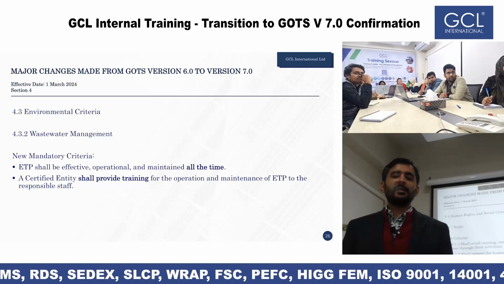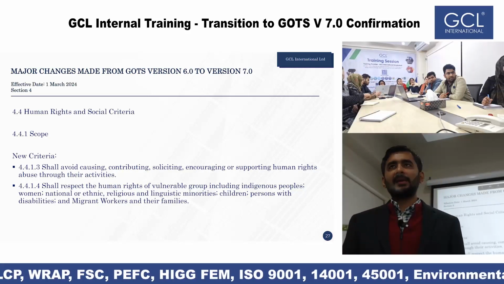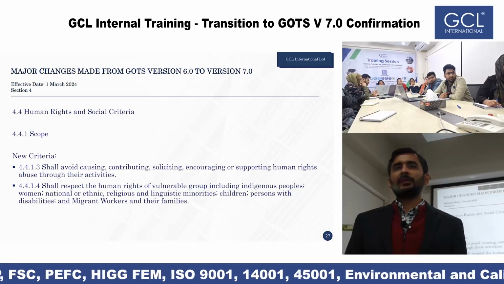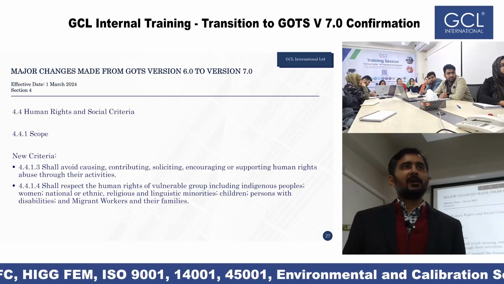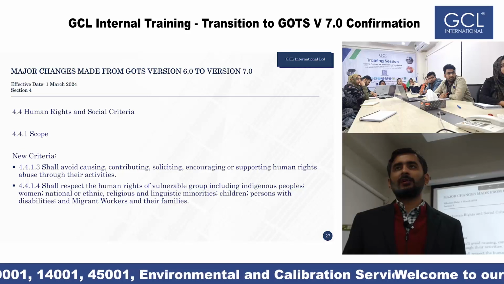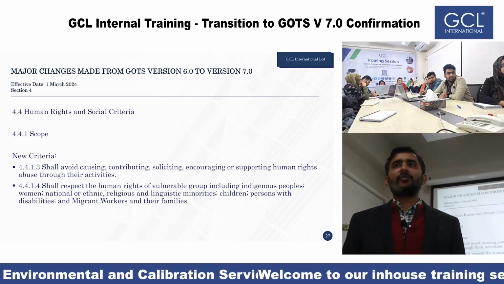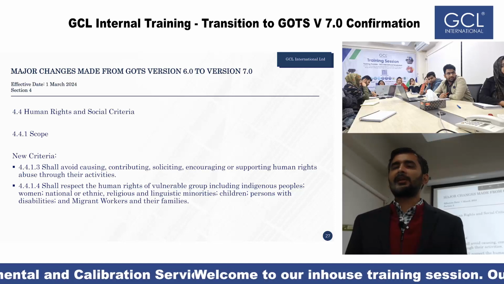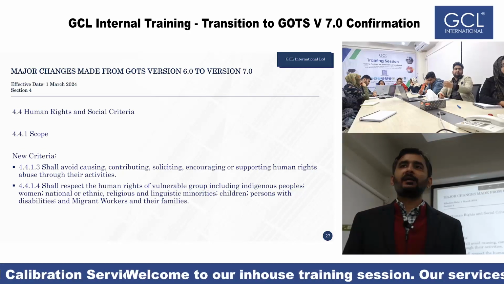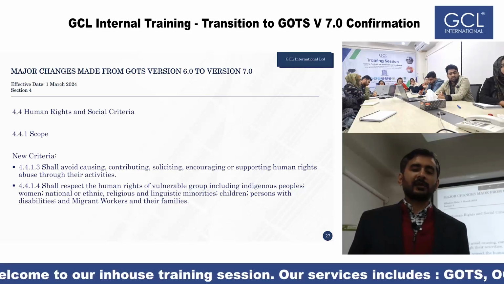Okay. So under human rights criteria there are a lot of things that are added and a lot of things that are amended. The basic social criteria requirement is still the same apart from gender equity. All the criteria that were in GOTS version 6.0 are still in GOTS version 7.0. In most cases, additional clarification is added and some new sections are added. So that we will discuss.